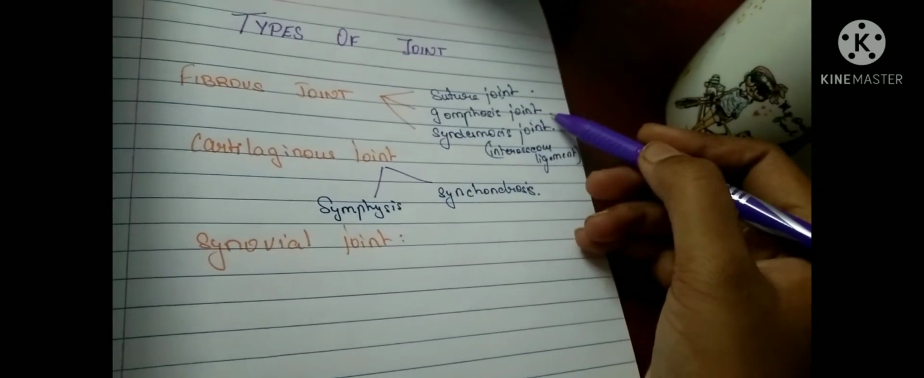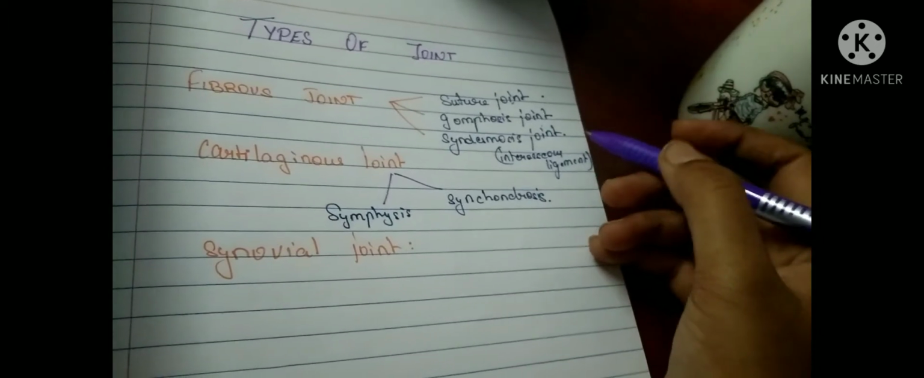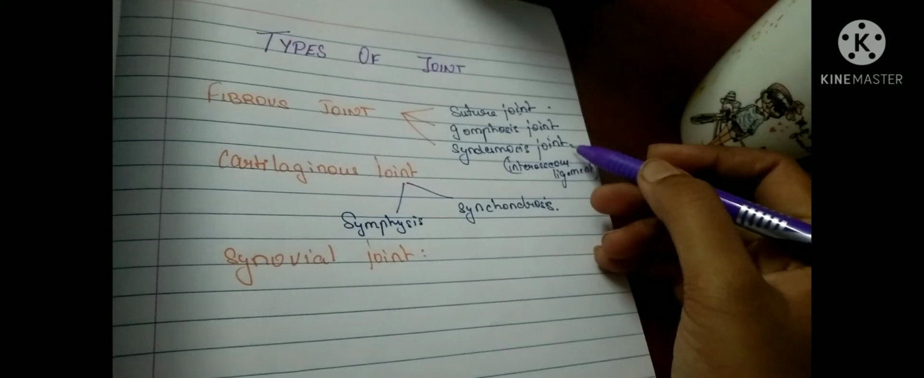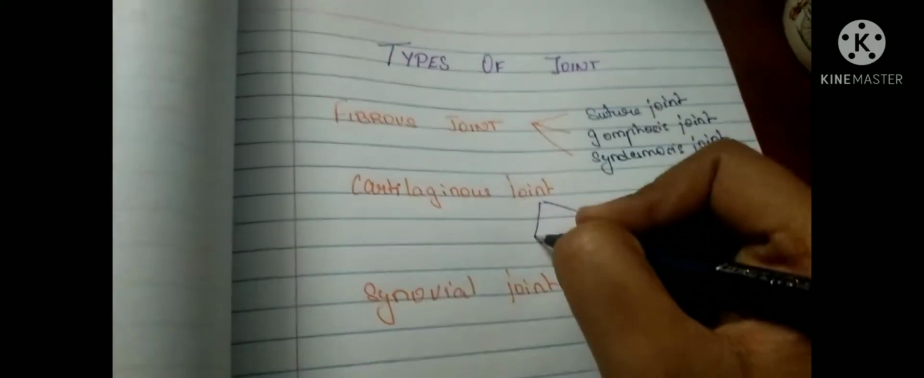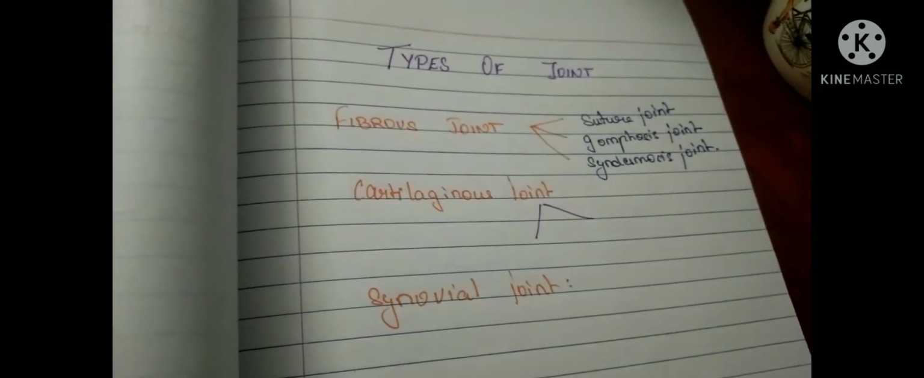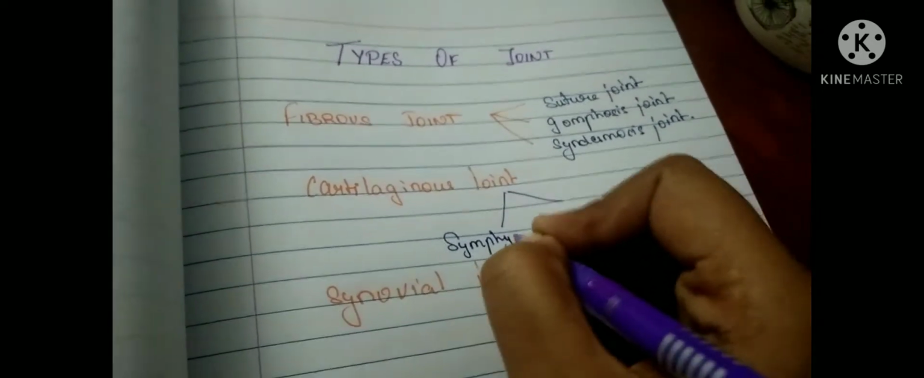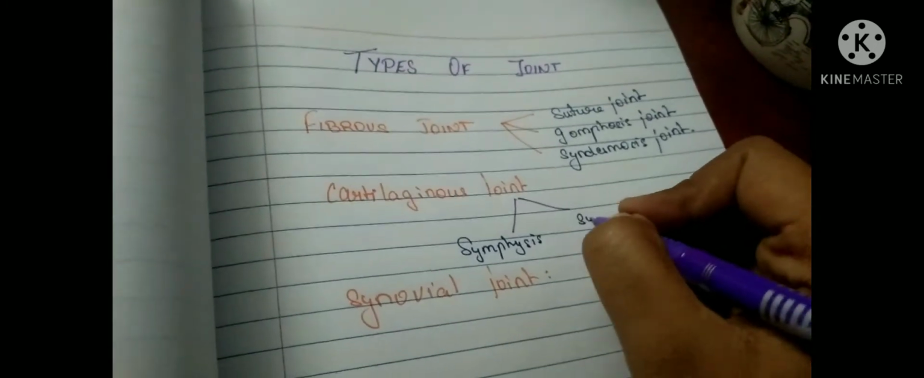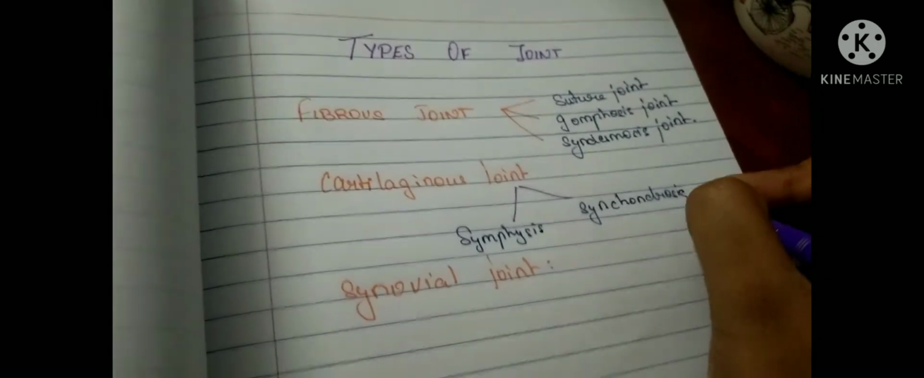So these three are the subdivisions of the fibrous joints. What are they? Suture joint, gomphosis joint and the syndesmosis joint. So next in cartilaginous joint we have the two types, the symphysis joint and the synchondrosis joint. So in cartilaginous joint we have two subdivisions, symphysis and the synchondrosis.